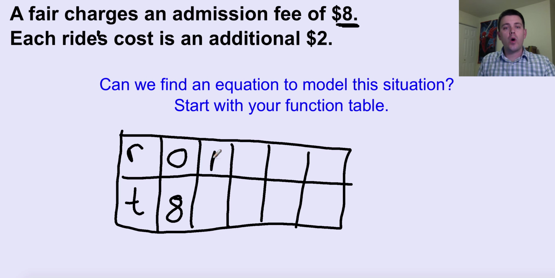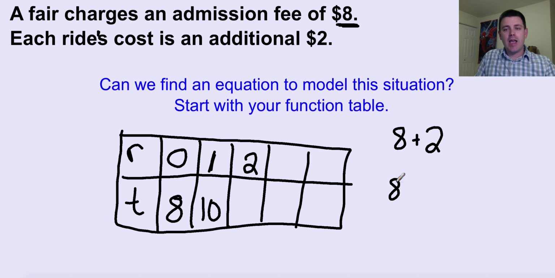What if I go on 1 ride? Well, let's do that over here. It's going to cost me $8 to get in plus $2 for the ride. So that's a total of $10 for the 1 ride. What if I do 2 rides? Well, it's going to cost me $8 plus $4 for the ride. Basically, 2 rides times $2 a piece. So that's a total of $12.